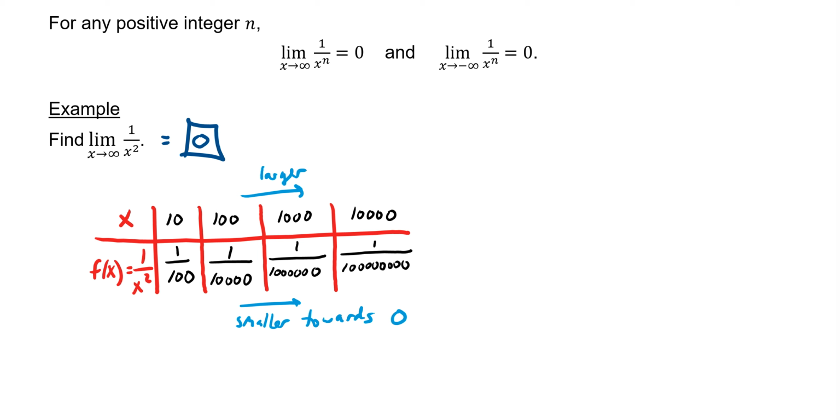So long story short, as x gets larger and larger, the y values are getting smaller and smaller, which means they're getting closer and closer to 0. Hopefully, we don't have to do a table for this. You shouldn't have to. Just know this as a nice little shortcut.